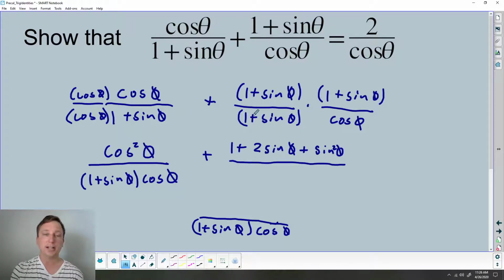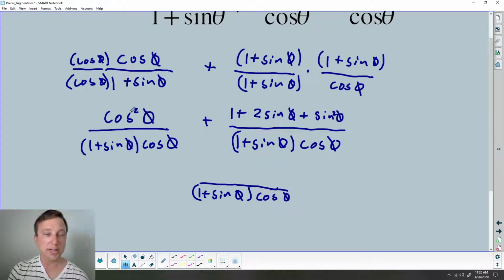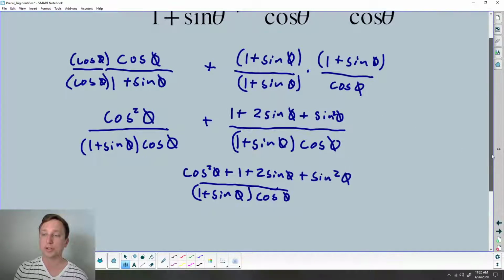And now our denominator is 1 plus sine theta multiplied by cosine theta. So that's what we wanted. We forced that to happen. So now we're set up to add these. When we add these, we can just add it straight across, or we can reorganize. Right now, let's just add these two together. Because they have a common denominator, we can write it as one value over 1 plus sine theta times cosine theta. And what we have is a cosine squared theta, plus 1 plus 2 sine theta, plus sine squared theta. This is getting a little messy, but we'll start cleaning it up now.